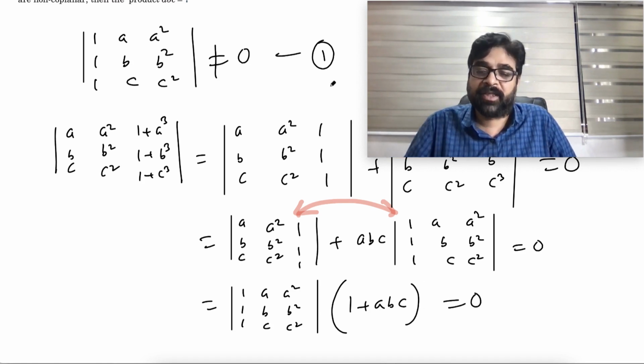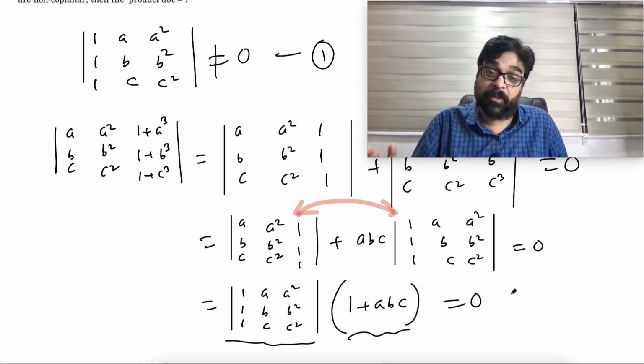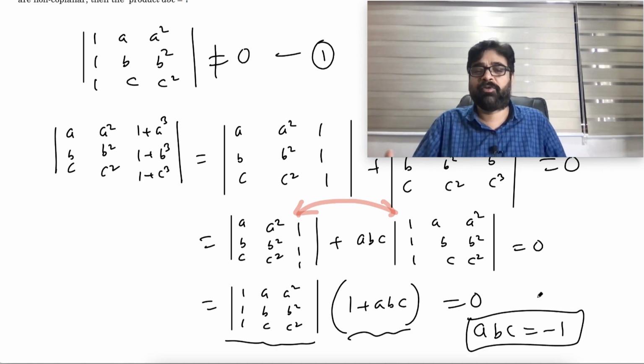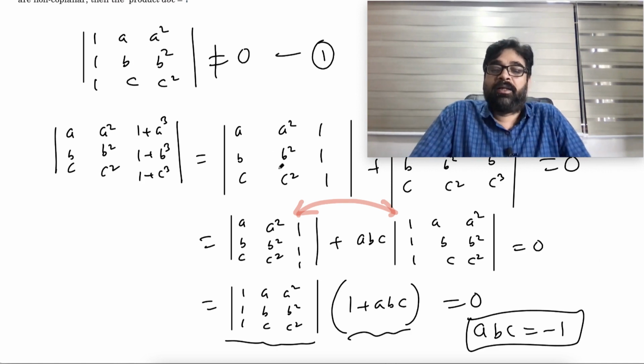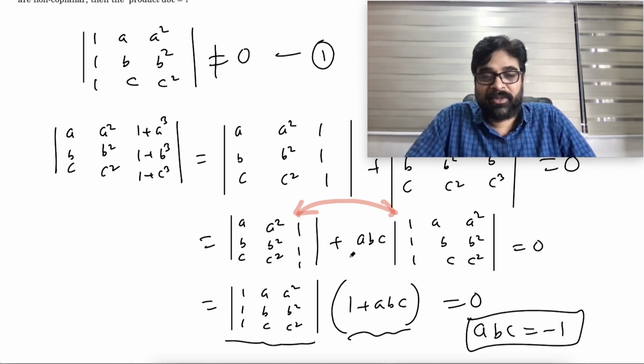Now use the first condition. This cannot be 0. The only possibility is, because the product has to be 0, this has to be 0. Means ABC equal to -1. This is the answer. Simple question. It's a pure determinant question. There is no role of non-coplanar except this much. The rest is pure determinant.